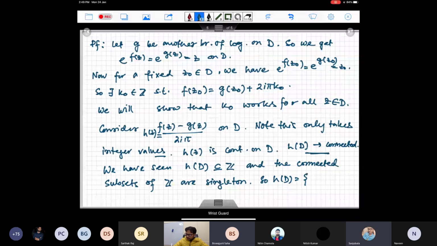Singleton k naught. So h of D is {k naught}, because I already know that k naught is in the image. For example, at the point z naught, h of z naught is k naught, and h of D must be a connected subset of Z, and connected subsets of Z are just singletons or the empty set. People call the empty set also connected, but here we have non-empty connected sets. So h of D is {k naught}.